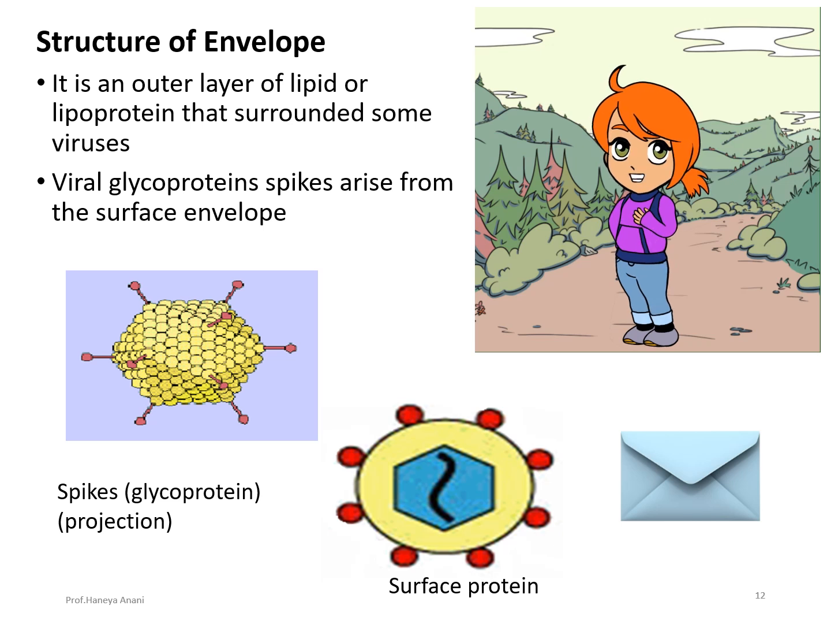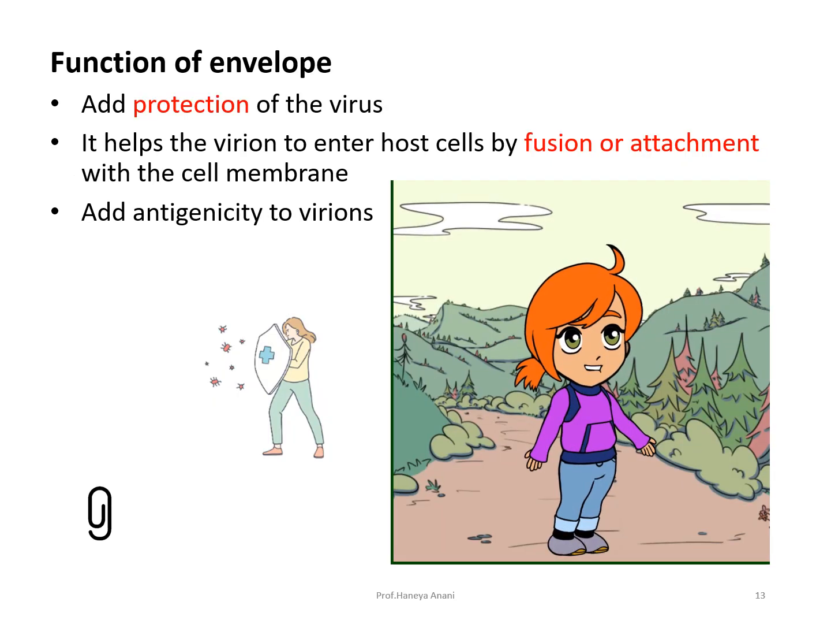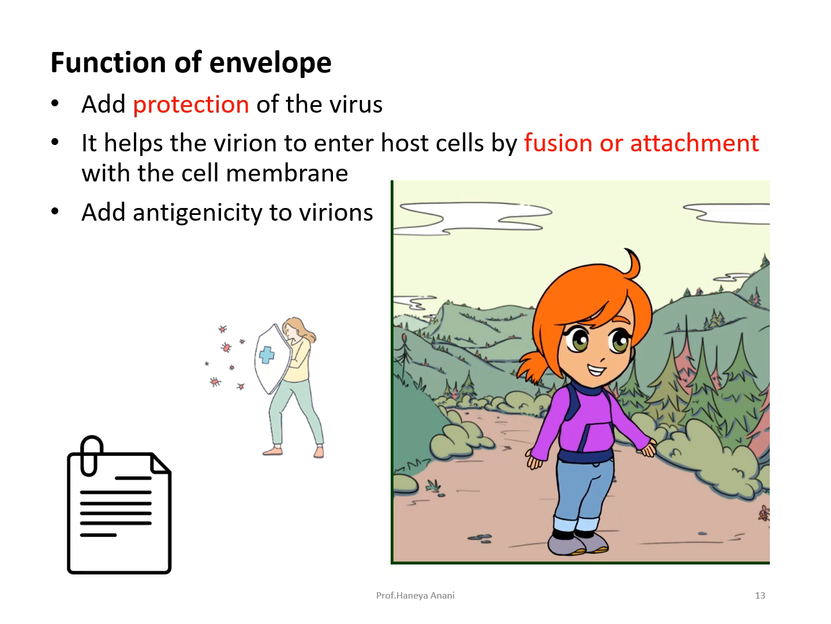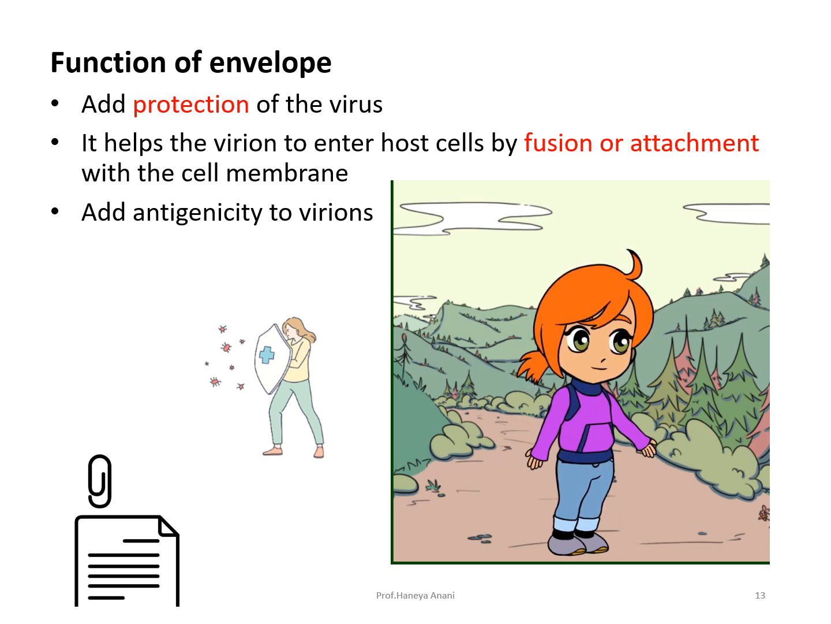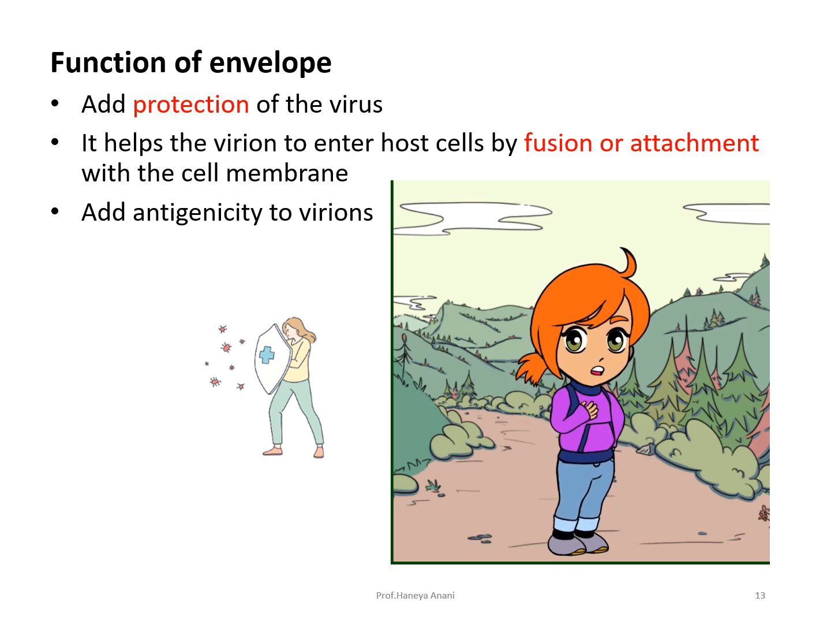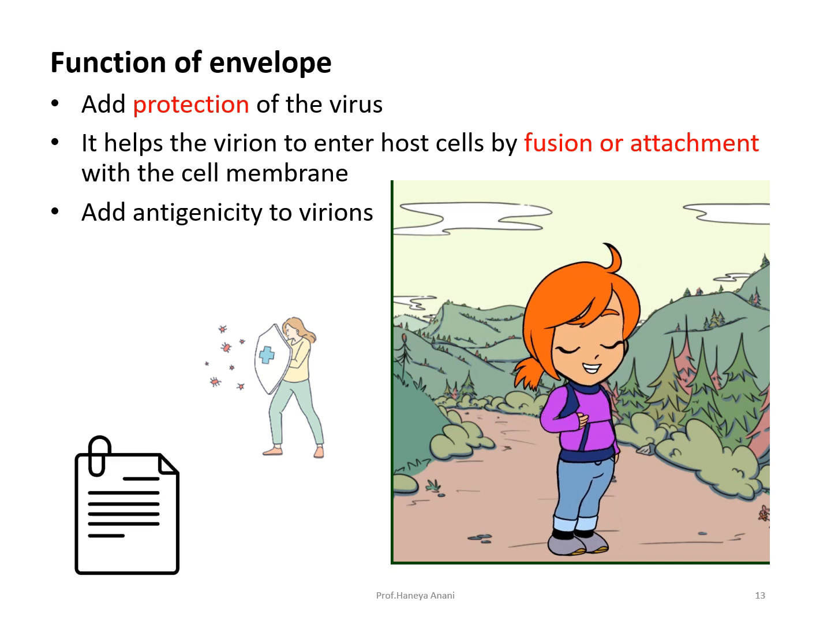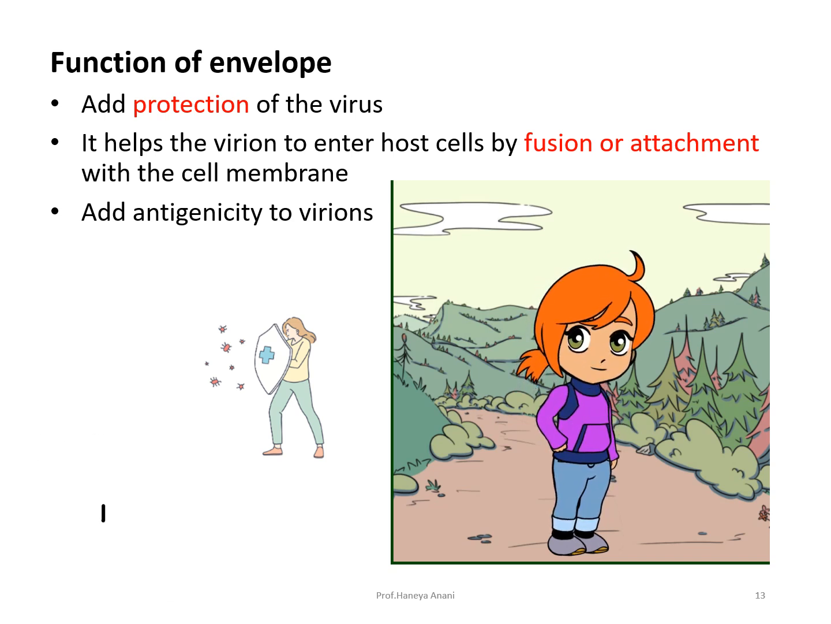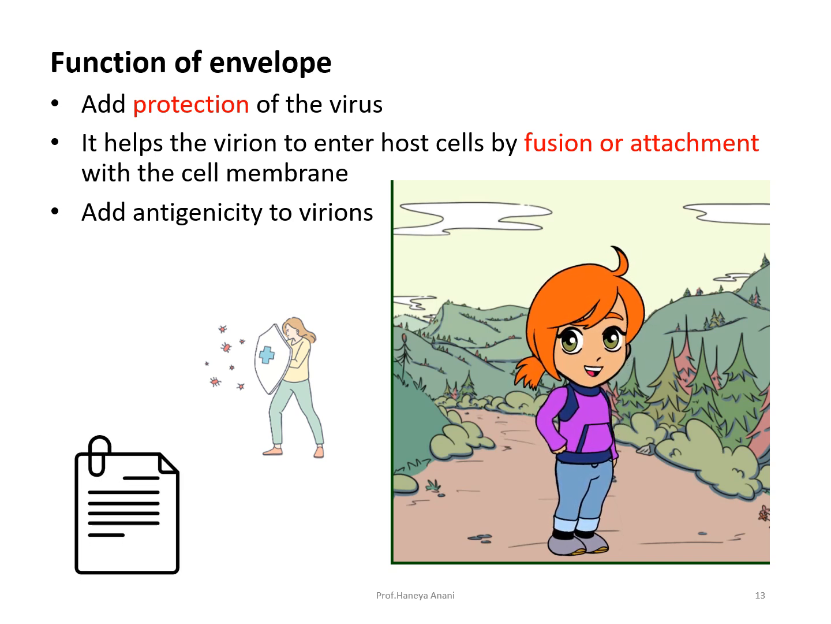I know your envelope. It is an outer layer of lipid or lipoprotein that surrounds some viruses. Viral glycoprotein spikes arise from the surface of the envelope. Functions of the envelope: it adds protection to the virus. It helps the virion to enter host cells by fusion or attachment with the cell membrane. It adds antigenicity to virions.